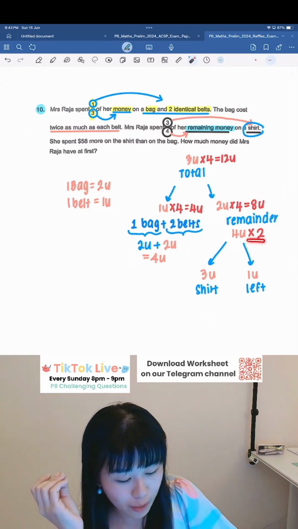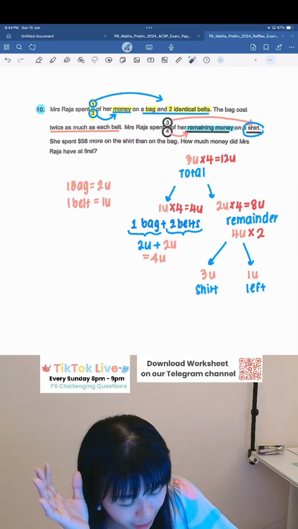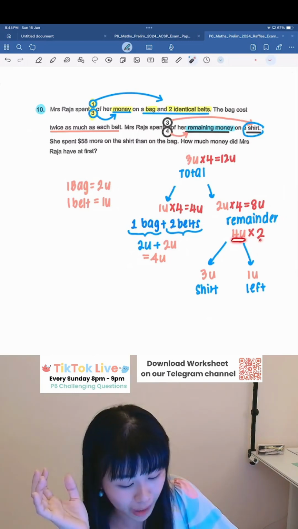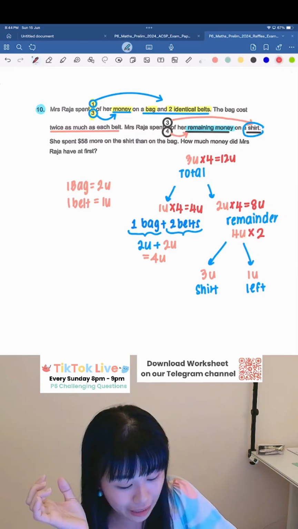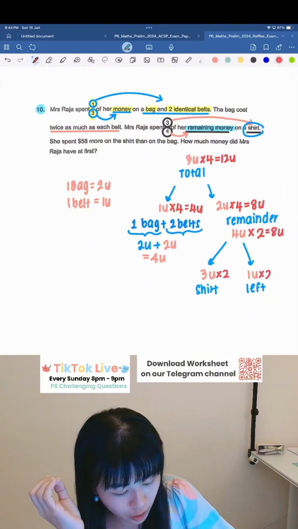And then why do you need to times 2 here? Because your remainder here is 8 unit. So to make your remainder here 4 unit also become an 8 unit, you must times 2. You must make it the same, basically. Okay? So you also must times 2 here, you will get 6 unit and 2 unit.